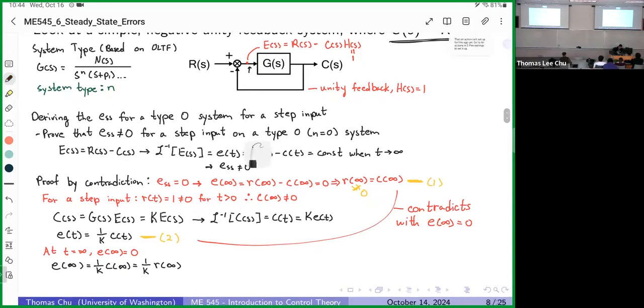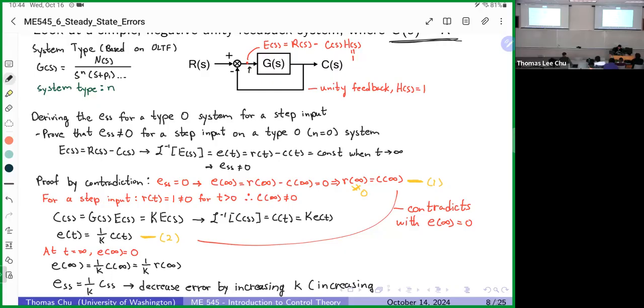If anything, we've just proven that steady state error is equal to 1 over k multiplied by our output at steady state. And the best we can do is only decrease error by increasing k. We can only decrease error by increasing gain. So for a type 0 system, you can only have constant error, and that's for a unit step input. Any questions?